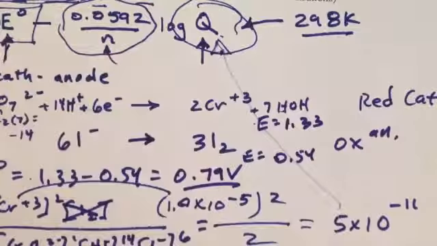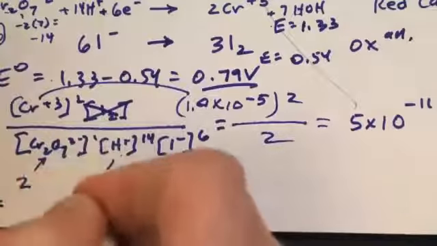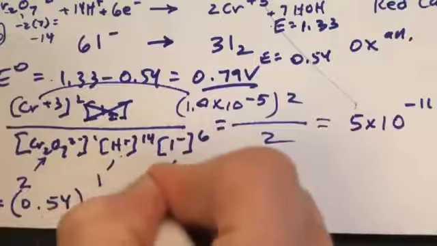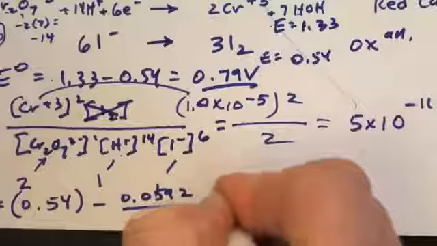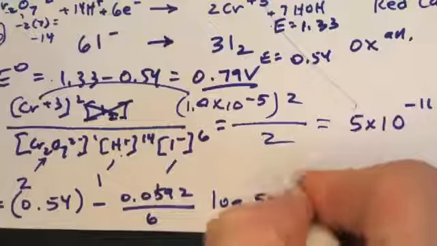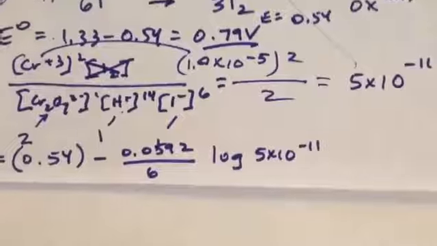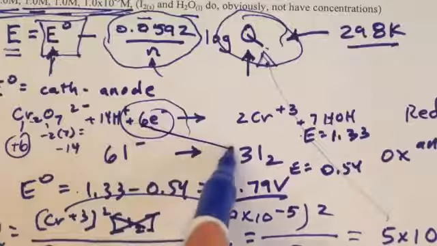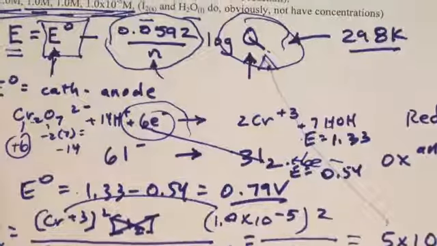The E circle right here, remember we calculated before, so now our Nernst equation becomes E at non-standard conditions is equal to 0.54 volts minus 0.0592 divided by the number of electrons transferred, which was 6, times the log of 5 times 10 to the negative 11th. Now where did I get that 6? Remember, I got the 6 from the balanced equation right up here. 6 electrons transferred from here over to this side. Whoops, I forgot to put the 6 electrons on this side.